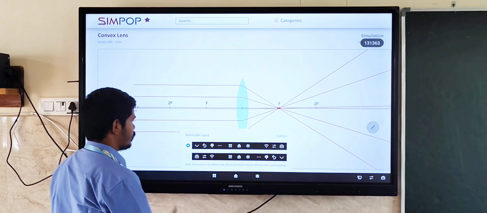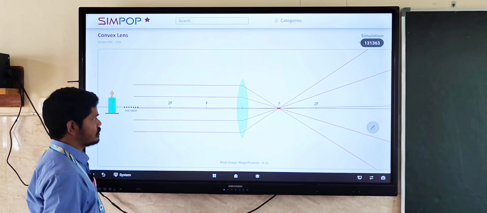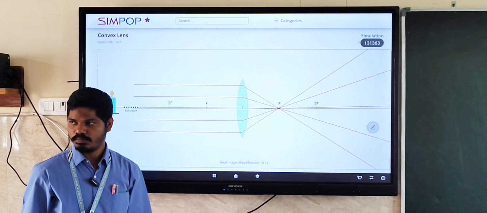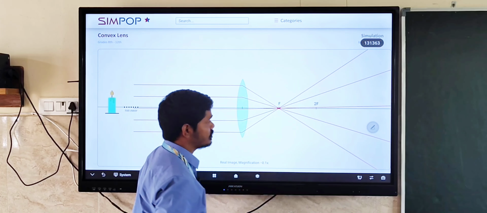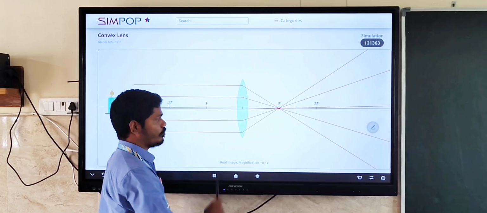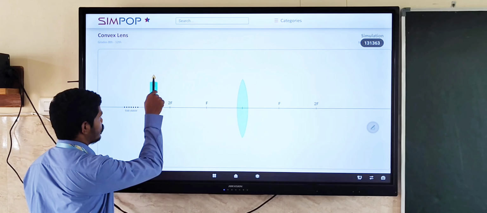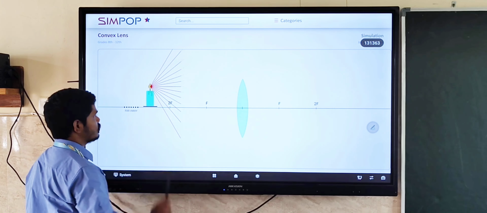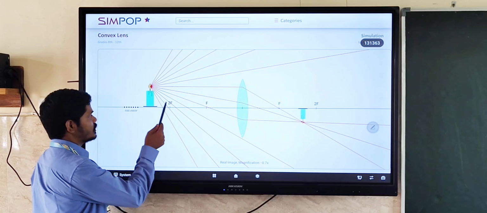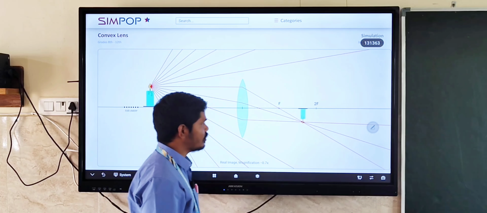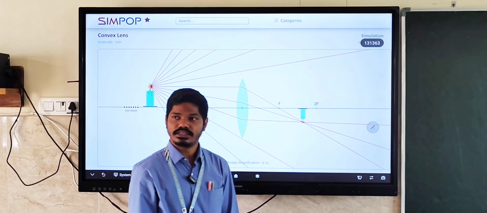Okay. Now we will move to the second case. What is the second case? Now I am keeping this object beyond the center of curvature. See, here 2F and here 2F are also called the centers of curvature. F and F are the foci. Now I am keeping this object beyond the center of curvature. When I keep the object beyond the center of curvature, where will I get the image? Between the focus and the center of curvature.